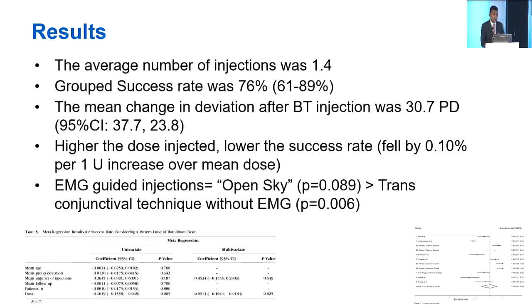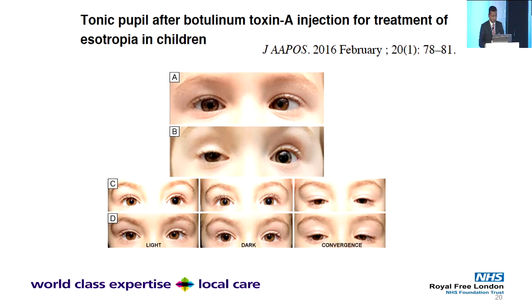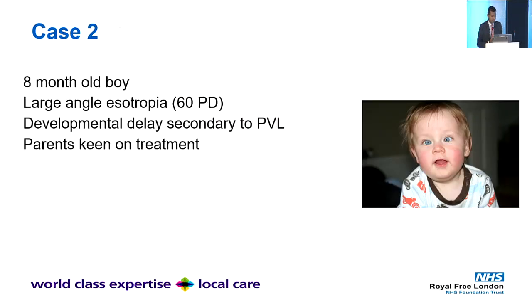They're significantly better without using EMG. They had a bit of ptosis, but a lot of that got better. Okay, and one of the things they noticed was tonic pupil, which can happen from time to time.